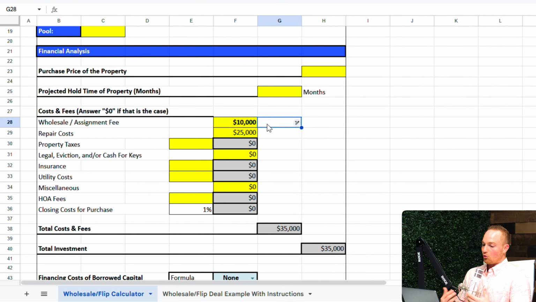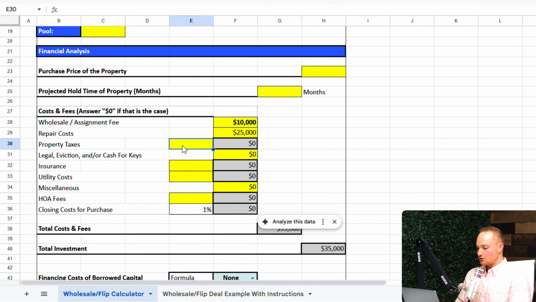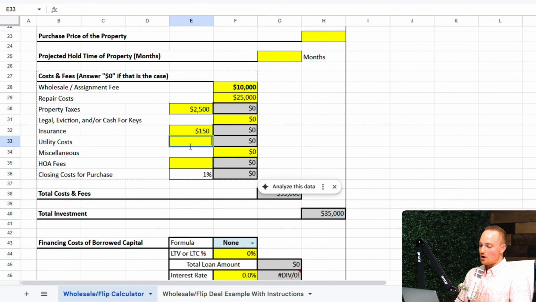Now we're going to plug in the holding costs. So property taxes, we're going to just ballpark this deal is going to be about $2,500 per year. So we're going to input that in the yellow cell. And then insurance, I like to ballpark, let's just say $150 per month. So you'd put $150 in that cell. Utilities, I ballpark about $100 a month. And of course, there are ways to get even more dialed in. Property taxes, you can just simply look up the property tax rate in your area, multiply it by your purchase price, which we'll get to in a second. And then that'll determine what your property taxes are going to be after you purchase the property.